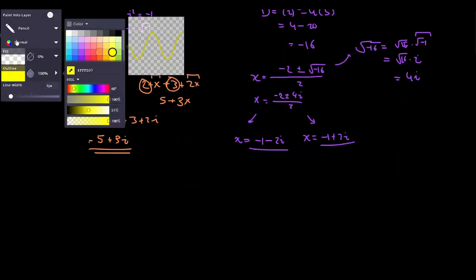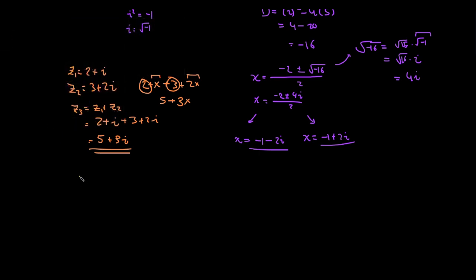Alright, and subtraction, that will be quite similar. So let's subtract, for example, we have 3 plus 2i, and then we have 1 plus i, and we want to get a z3, a new number, that's just z1 minus z2. So let's fill that in. So z1, that's going to be 3 plus 2i, and then z2, that's going to be 1 plus i.